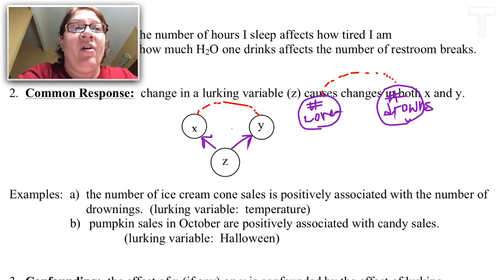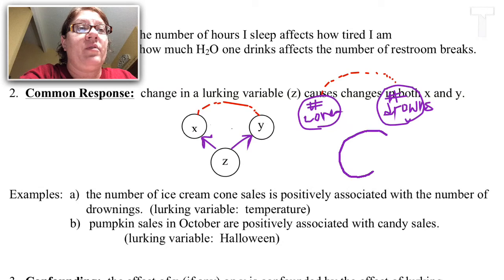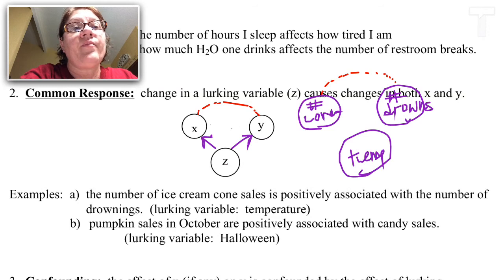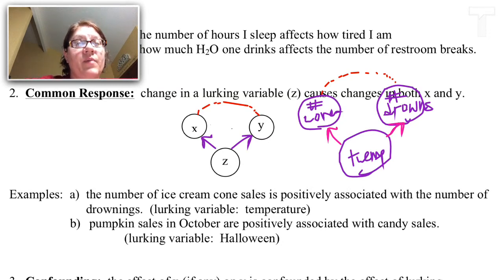So then we talked about this before. What could be affecting them both? Well, some third variable, for example, like temperature. So temperature is making ice cream cone sales go up and number of drownings go up because it's hot and people are at the beach and eating ice cream cones. So therefore it's making them both increase, which causes that positive association.